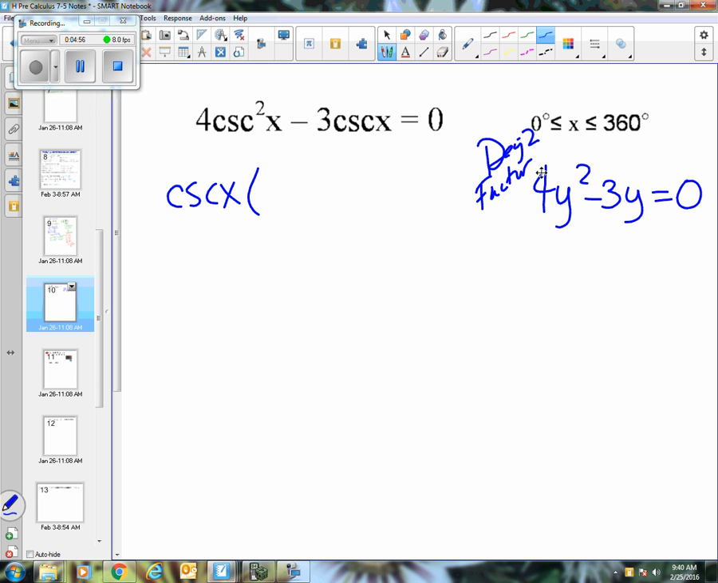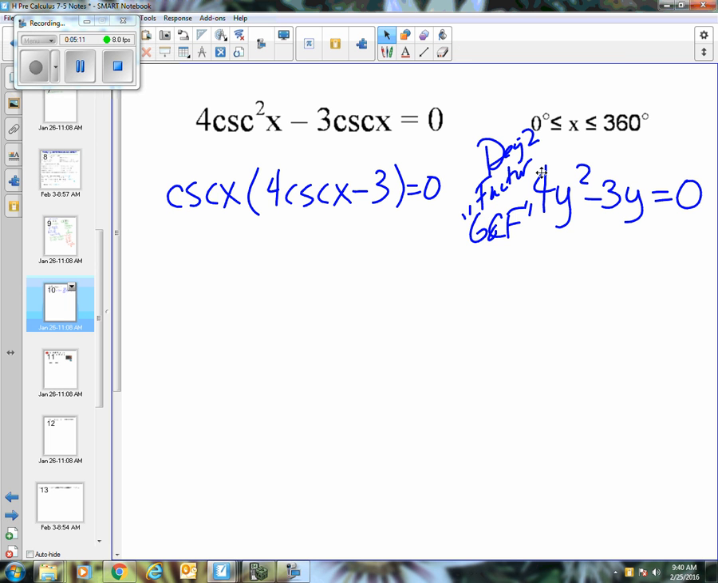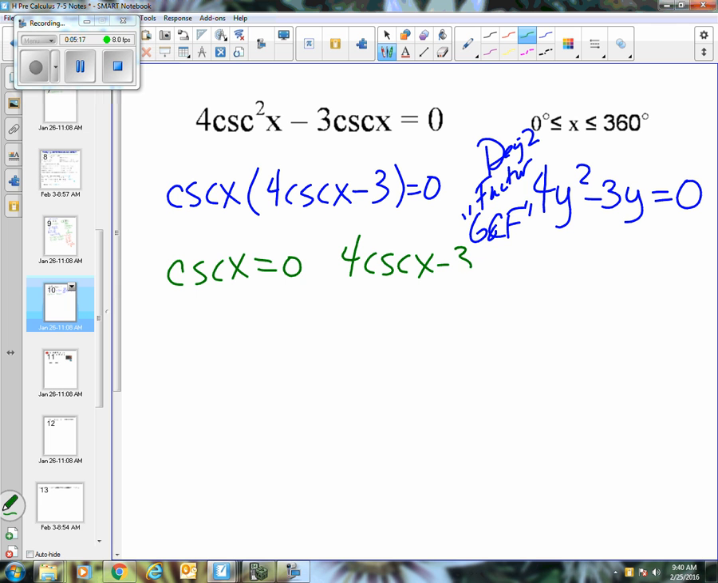That means in this case, we do have a GCF. It's cosecant. So when we factor, one thing to look for is a GCF. So we look for that GCF, pull it out front. Now what that's going to allow us to do is have our two factors that we can set equal to 0, and we can solve. All right, so I set them each equal to 0 and solve.